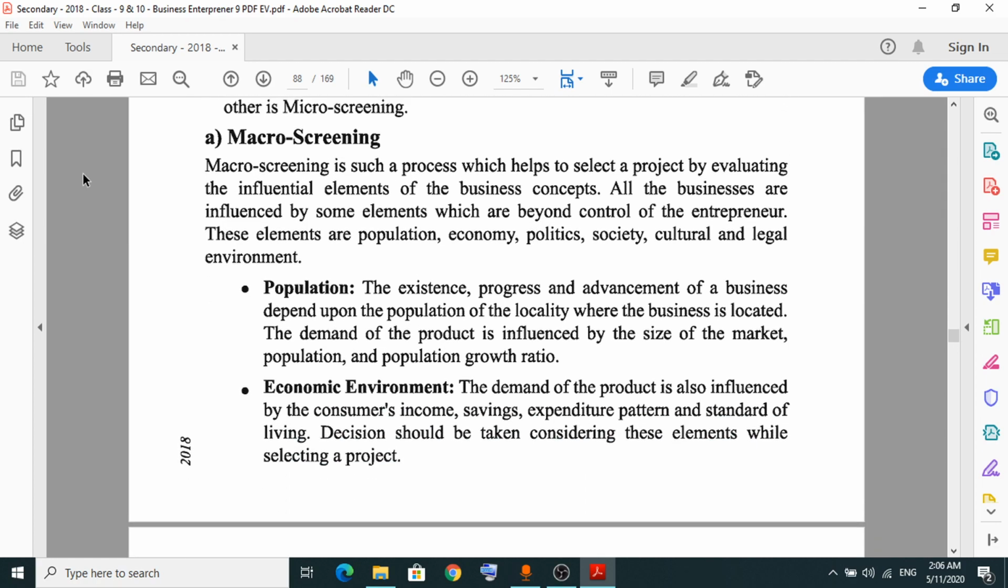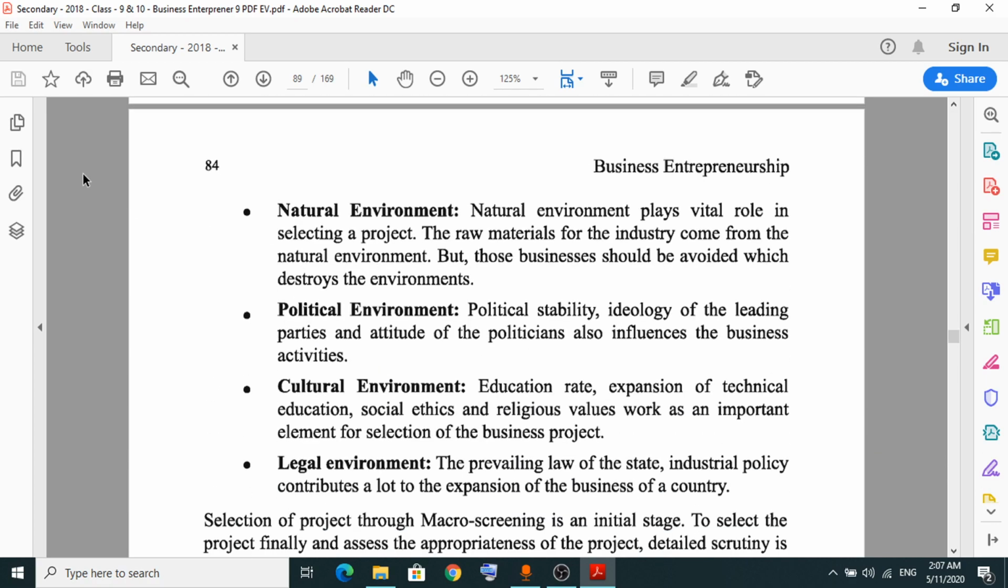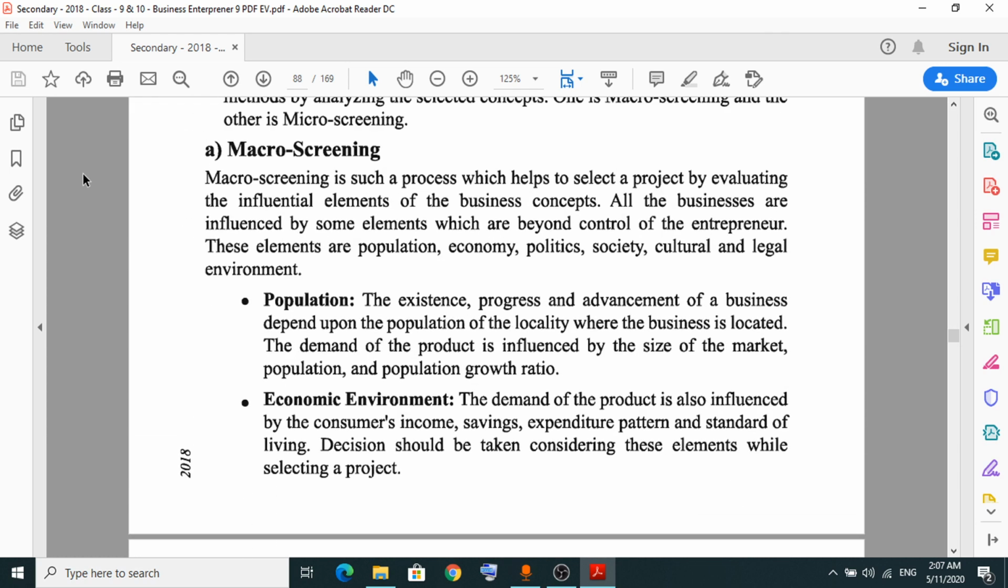Just try to remember that macro is related to the bigger one, and micro is related to the small one. Micro means little, small, or minuscule, and macro is related to the large one. So for macro screening, you have to think about some factors. There are six types of elements: population, economic environment, natural environment, political environment, cultural environment, and legal environment. Those are included in macro screening.